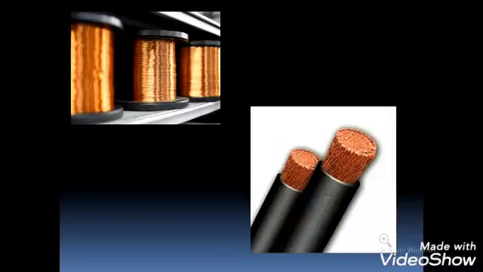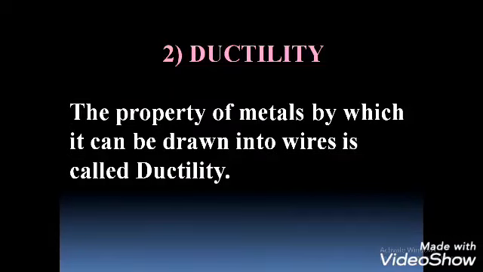Only metals can be drawn into wires. Can coal be drawn into wires, or wood? No. Only metals can be drawn into wires. This is another physical property of metals, which is called ductility. That is the property of metals by which they can be drawn into wires. What is it called? Ductility. Okay. Then the second physical property of metals is what? Ductility. Firstly, malleability. Second one, ductility.